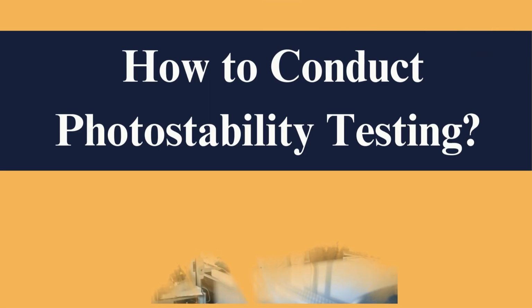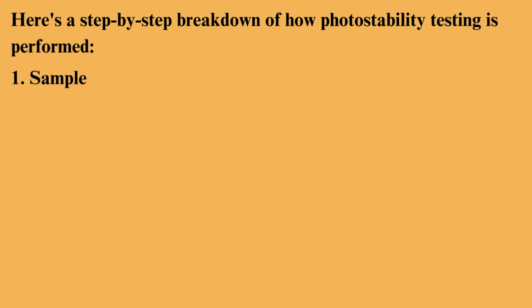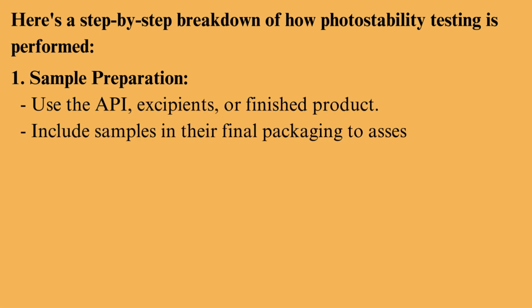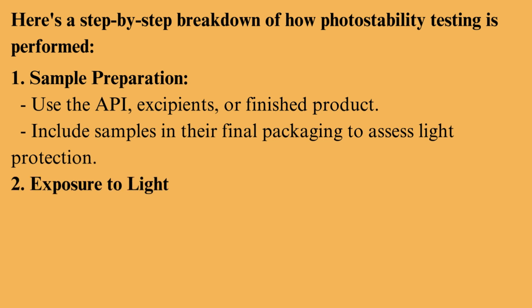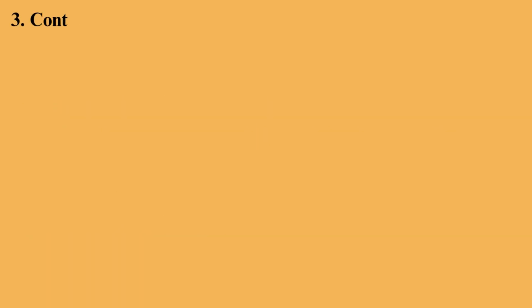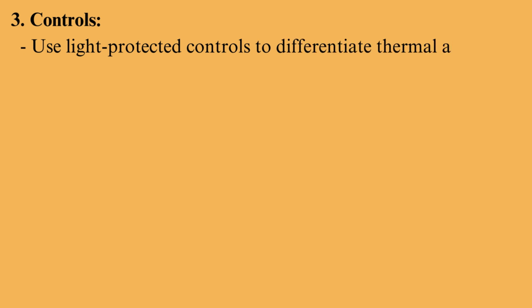How to conduct photostability testing. Here's a step-by-step breakdown of how photostability testing is performed. Sample preparation. Use the API, excipients, or finished product. Include samples in their final packaging to assess light protection. Exposure to light. Place samples in a controlled environment under the recommended light sources. Controls. Use light-protected controls to differentiate thermal and photodegradation effects.